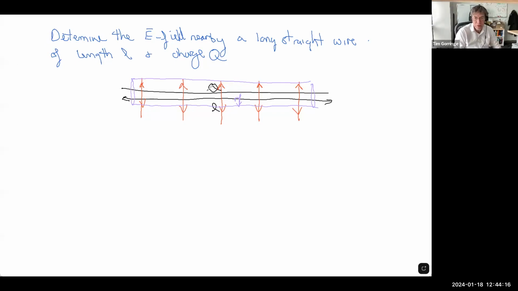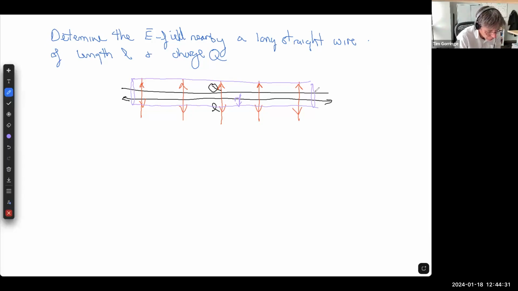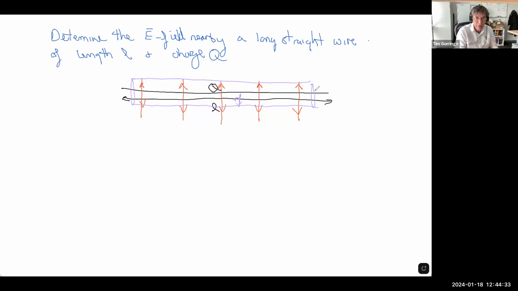So here's the Gaussian surface in magenta. It's a cylindrical closed surface. That means it has a cylindrical wall to it, and it has two end caps on it, one on the left and one on the right. Now, again, I'm thinking of a point that's close to the wire compared to the length of the wire. So the side walls of the cylinder are going to have much more area than the two little end caps, because R is much smaller than the length of the wire L.